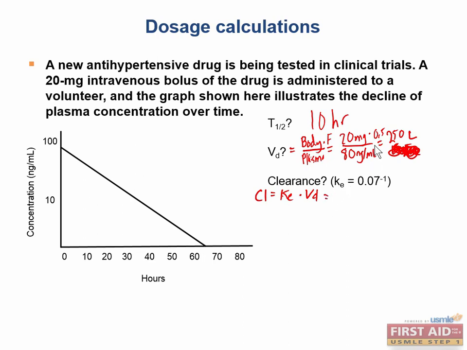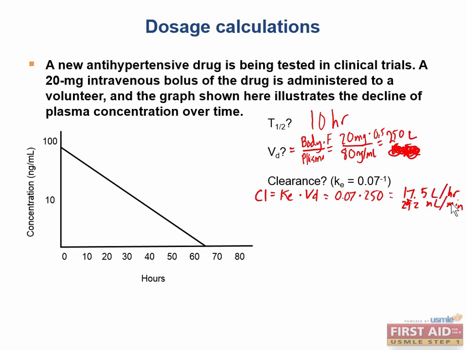So we have those values. We just figured out the volume of distribution and I already gave you the rate constant. So let's figure this out. It would be 0.07 hours to the negative 1 times 250 liters. That would give us a clearance of 17.5 liters per hour, or put another way, 292 milliliters per minute. So just using some different calculations there, you could express it in liters per hour or milliliters per minute.